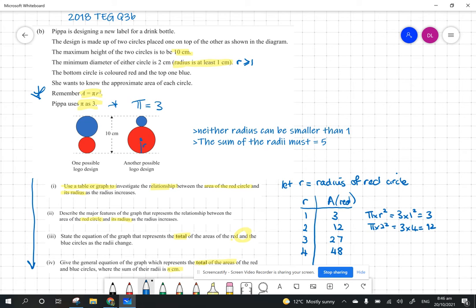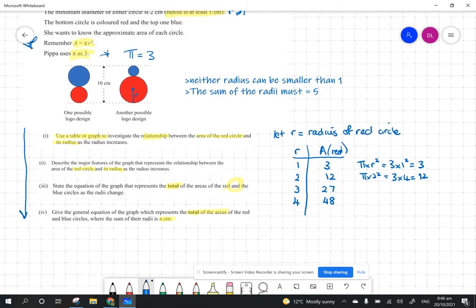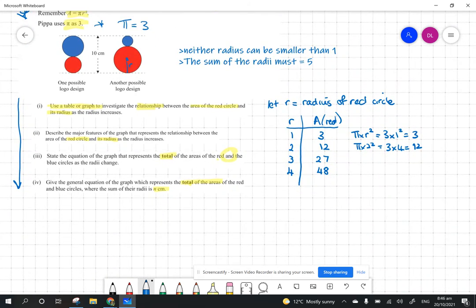Part 2, what should we come out with? A formula for that. So the area for the red one, let's just do it because we can, is 3 times r squared. And that's your formula for the area for the red one.